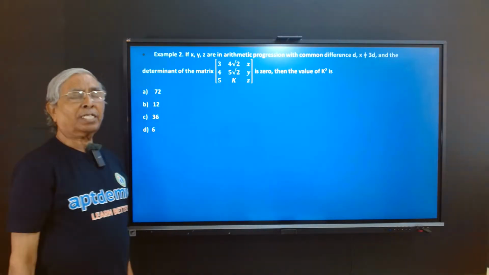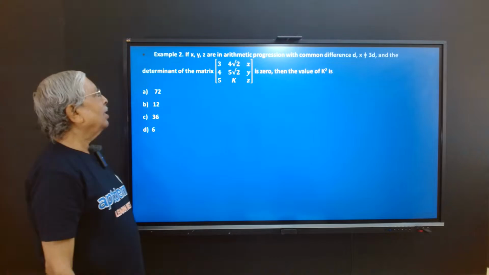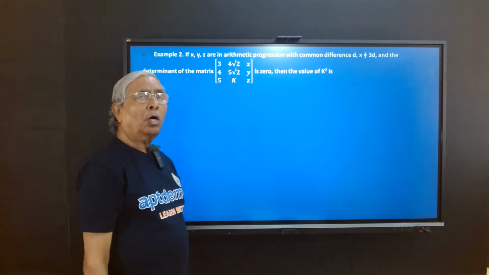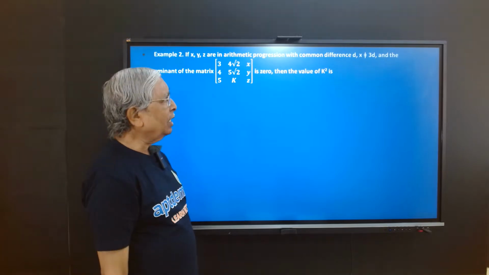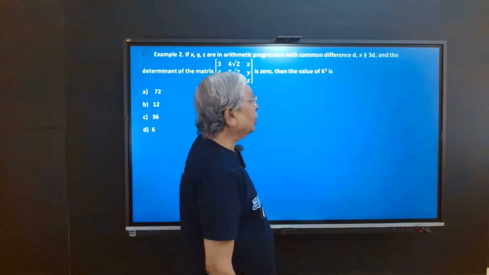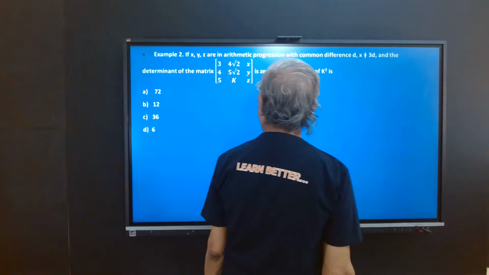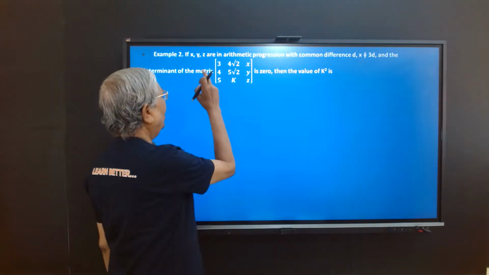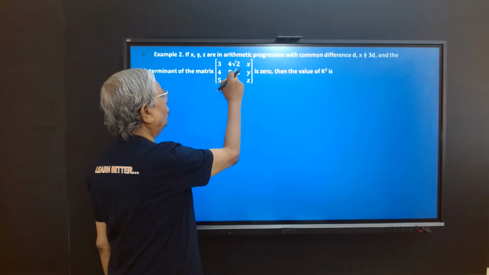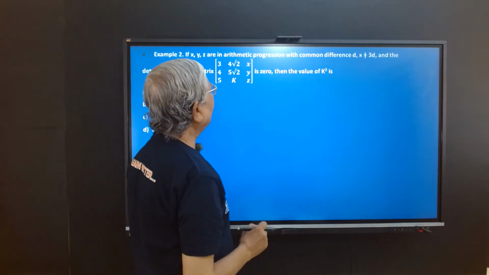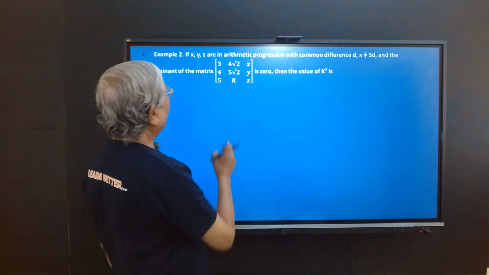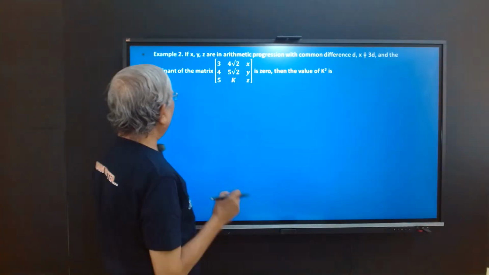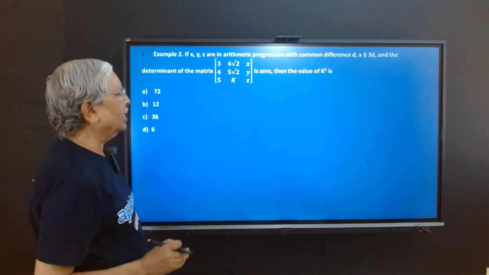And coming to the second problem on determinants: if x, y, z are in arithmetic progression with common difference d, and x is not equal to 3d, then the determinant of the matrix with rows 3, 4 root 2, 5 root 2, k, and x, y, z is 0. You are given that the determinant of the matrix is 0, then what will be the value of k square? You are given the 4 options.